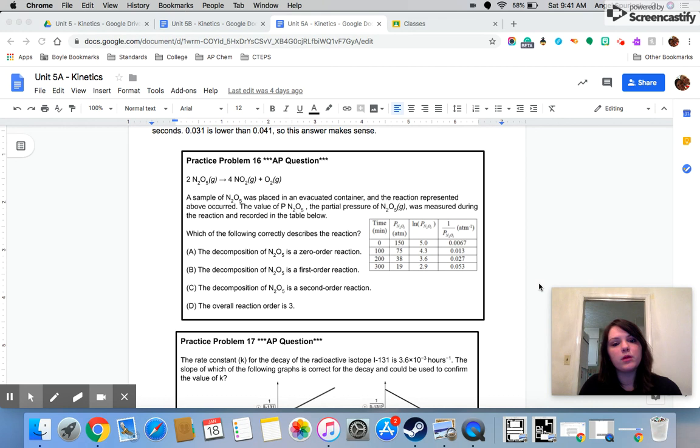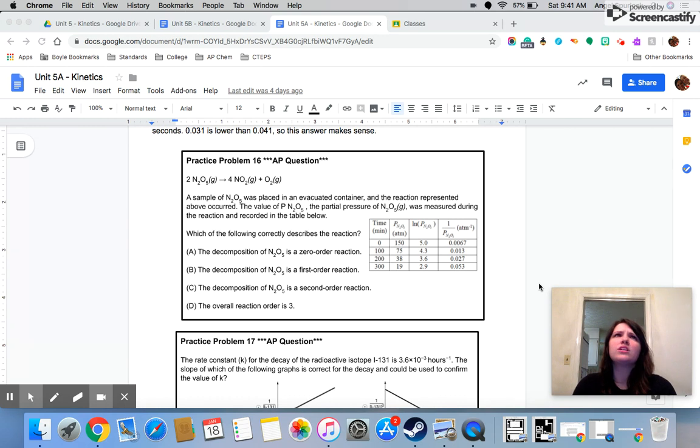So if we look at practice problem 16, they've given us a reaction, the decomposition of N2O5, and they told us that they recorded the partial pressure as the reaction was occurring. And if we look at this graph or table that they've given us, pressure, natural log of pressure, and reciprocal of pressure data versus time, of course, right?